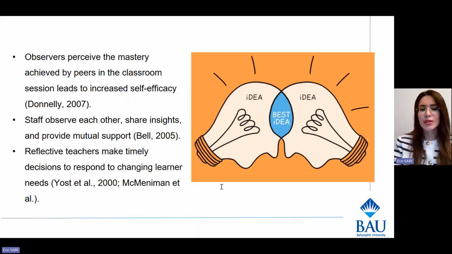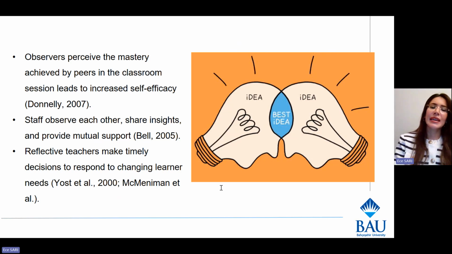Let's now talk about how peer observation has a big effect on self-efficacy. According to Donnelly, seeing how well other people do something makes you more confident in your own skills.